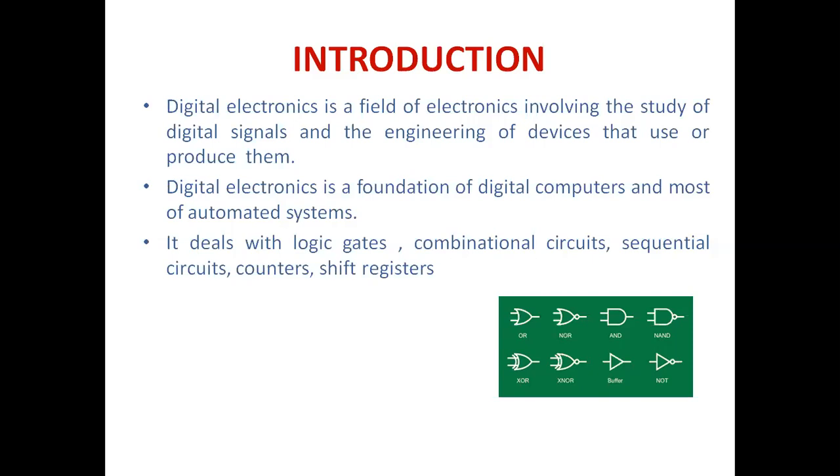Digital electronics involves circuits and systems in which only two states are possible, represented by voltage levels. Digital electronics deals with logic gates: basic gates like OR gate, AND gate, NOT gate, and universal gates like NOR gate, NAND gate, and so on. Combinational circuits are a combination of basic gates, and sequential circuits are a combination of combinational circuits plus memory elements. Counters, flip-flops, and shift registers are all parts of digital electronics.